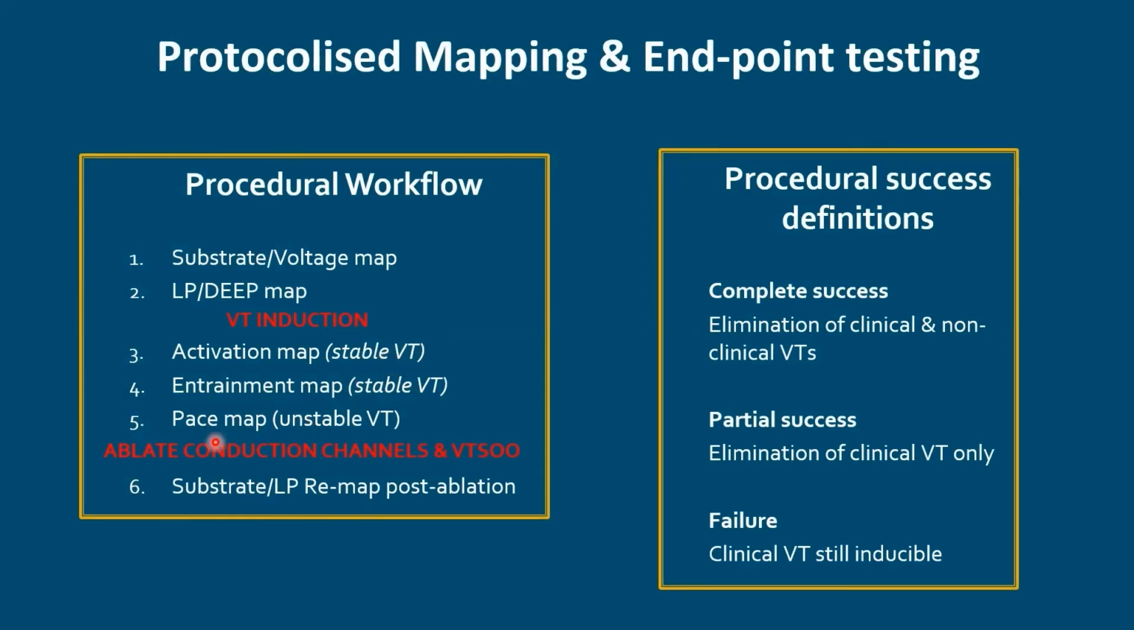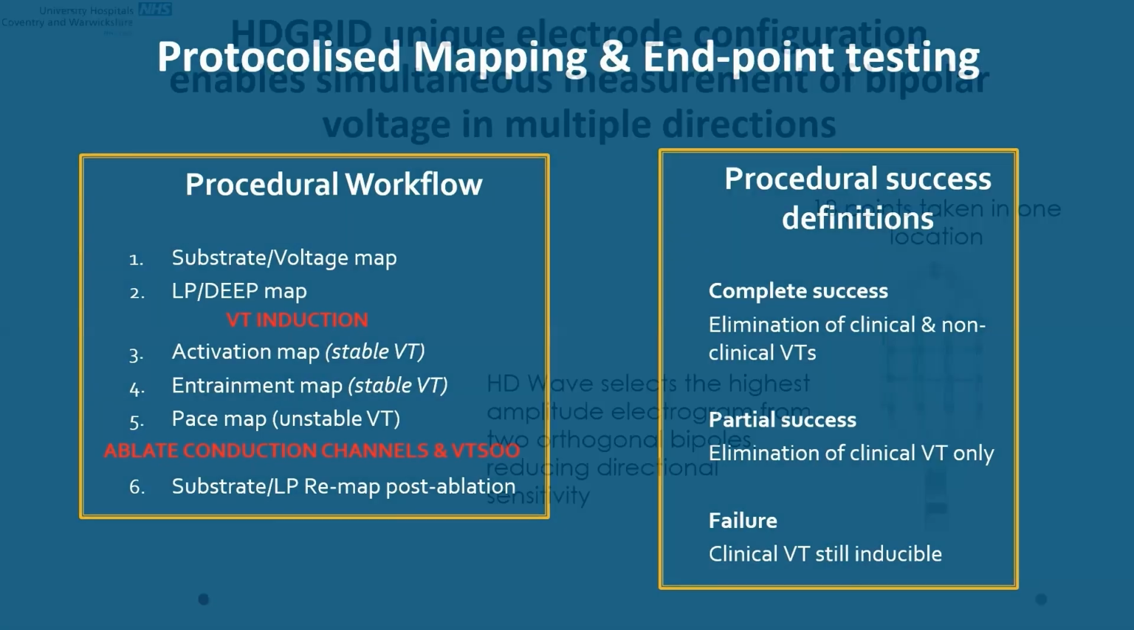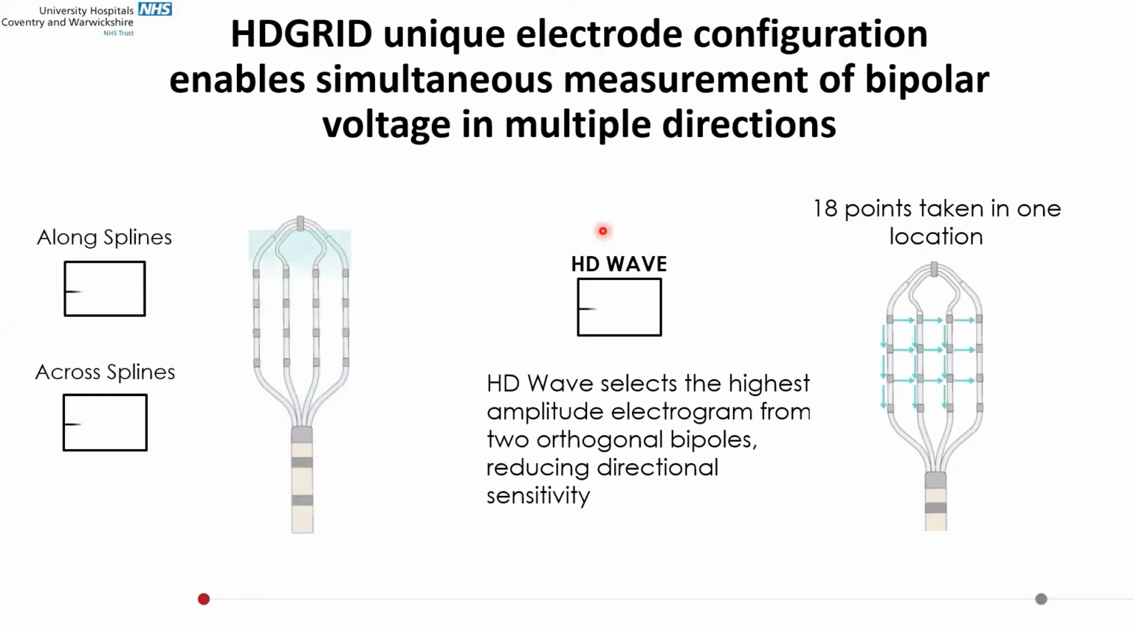We ablate the conduction channels as identified with deep mapping and the VT site of origin as identified with pace mapping and activation mapping. Prior to final VT stim, we perform a substrate map and remap to make sure that we've eliminated the substrate. Like in most labs throughout the world, complete success is elimination of all clinical and non-clinical VTs, partial success is elimination of clinical VT only, and failure is when clinical VT is still inducible. We use predominantly the HD grid multipolar mapping catheter to map our deep potentials.